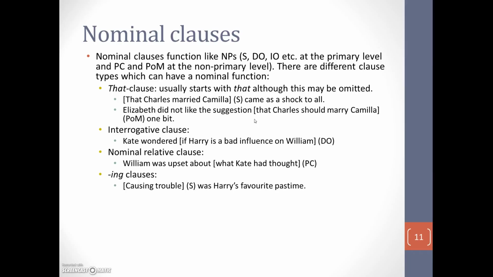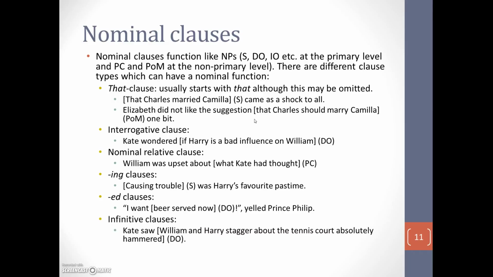ING clauses can also occur as nominal clauses. We can say causing trouble was Harry's favorite pastime, where causing trouble is the subject. ED clauses. We see here that the beer served now functions as the direct object. And finally, we have infinitive clauses. So here we have our verbs in the infinitive. So Kate saw William and Harry stagger about the tennis court, absolutely hammered. And we can see this whole clause here functions as the direct object.